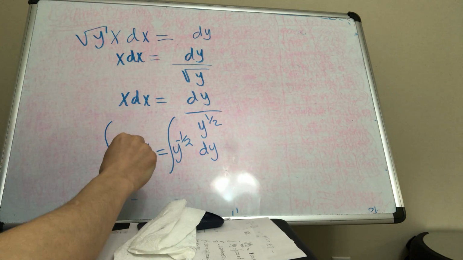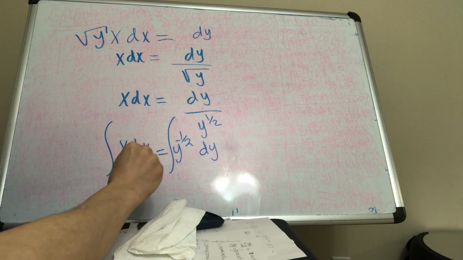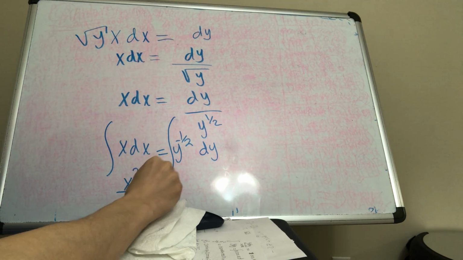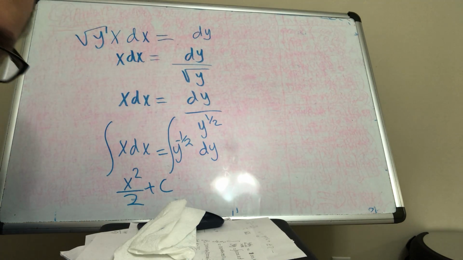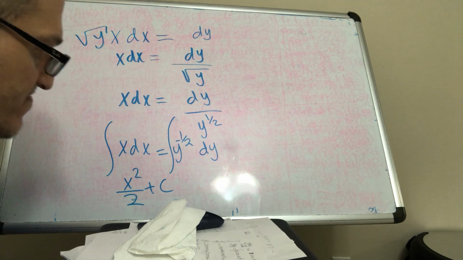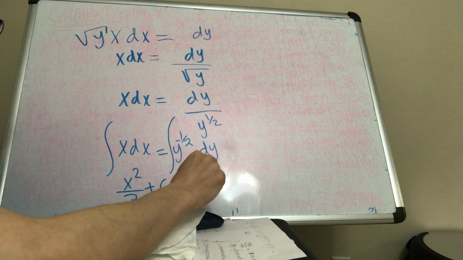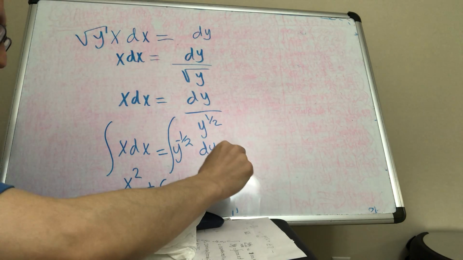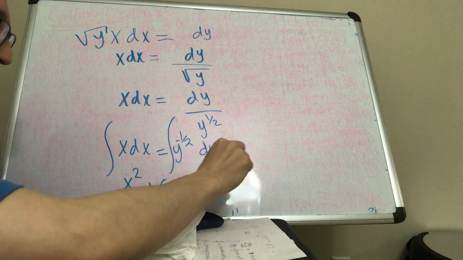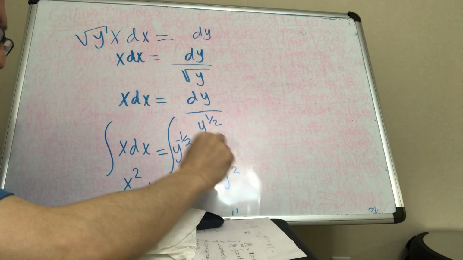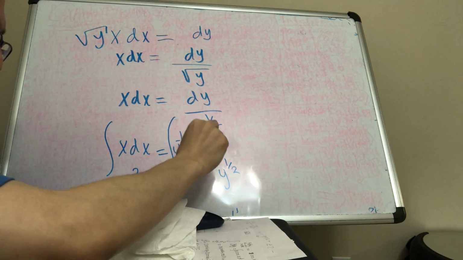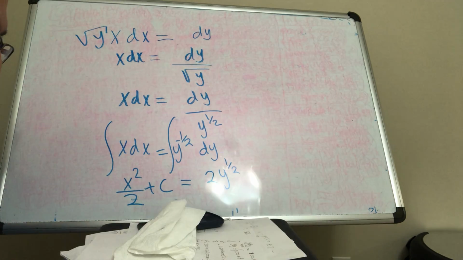The integral of this is x squared over 2 plus a constant, and I told you again and again, the constant should always go with the x. To integrate this, you add 1 to the exponent, becomes half, and you multiply by the reciprocal.